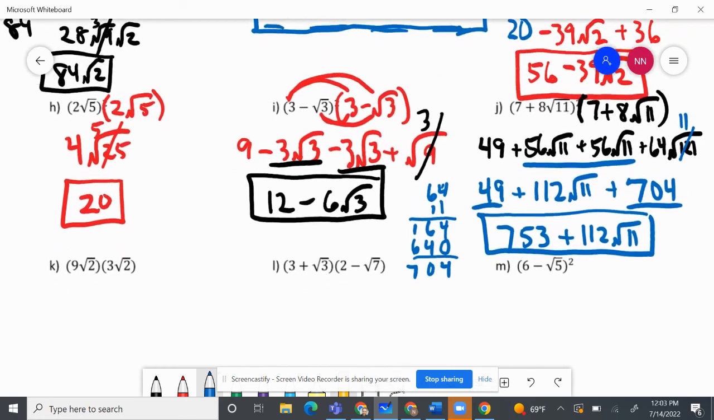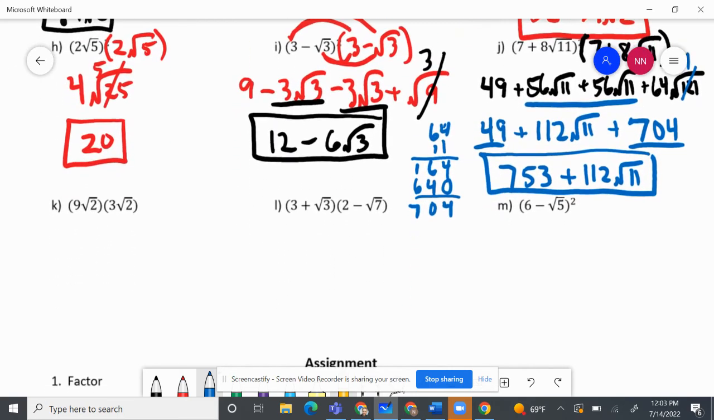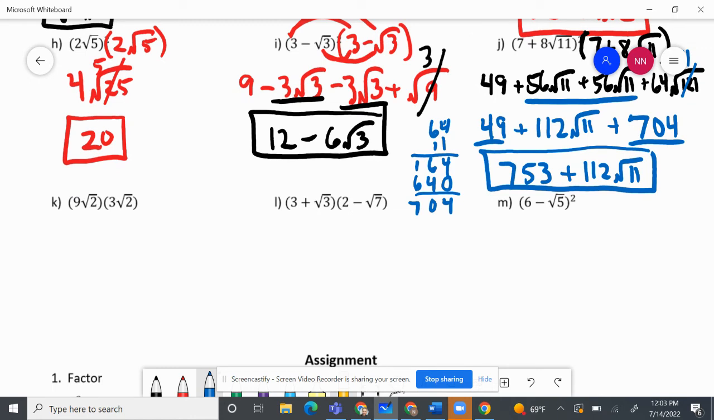Okay, those next three, try on your own and see how you do. So for the monomial, 9 times 3 is 27. Square root of 2 times square root of 2 is square root of 4, and the square root of 4 is 2. So 27 times 2 is 54.